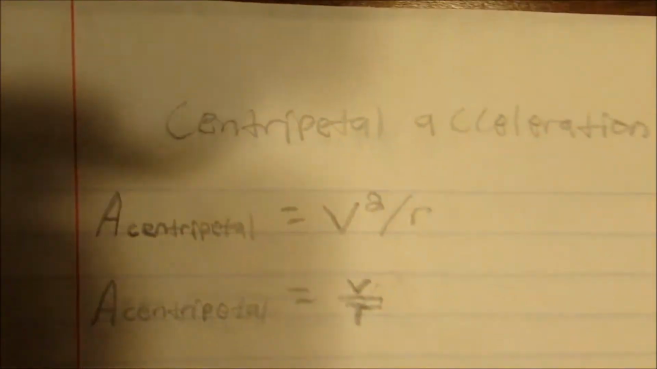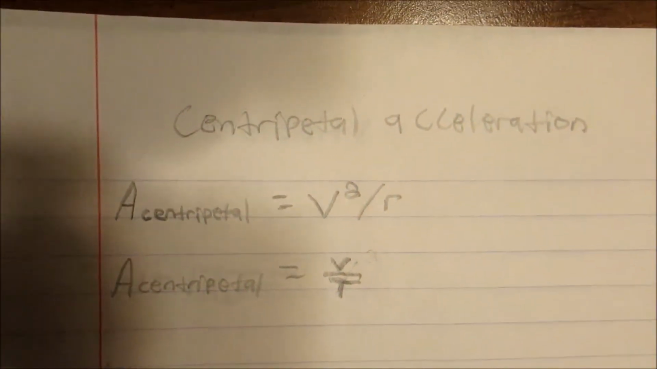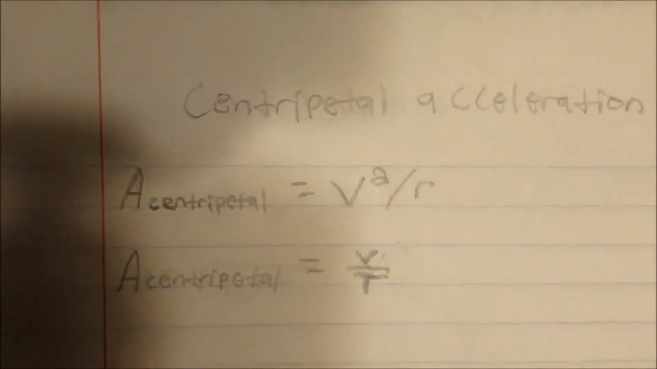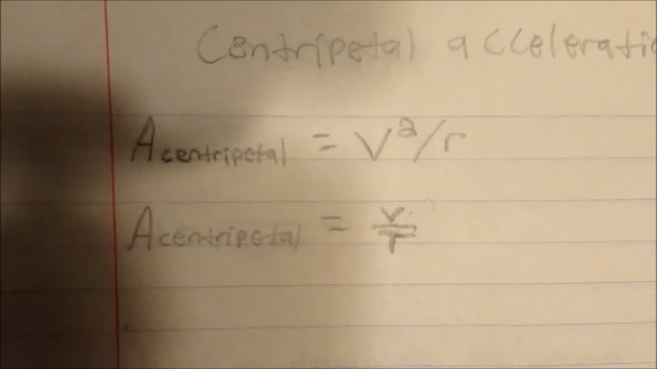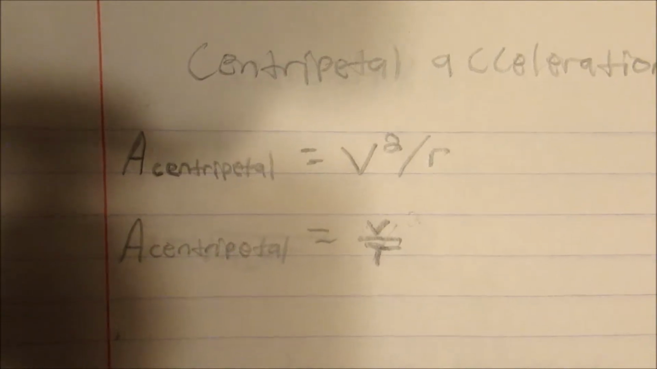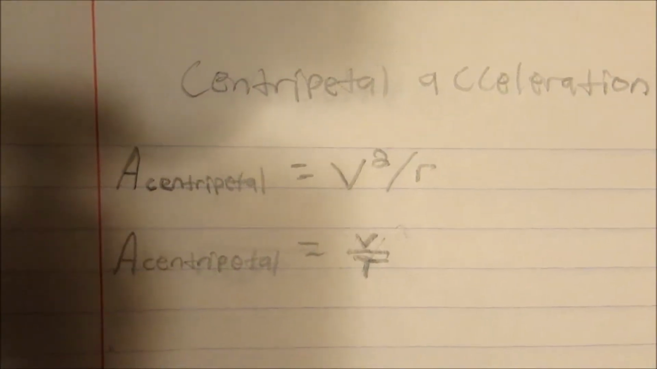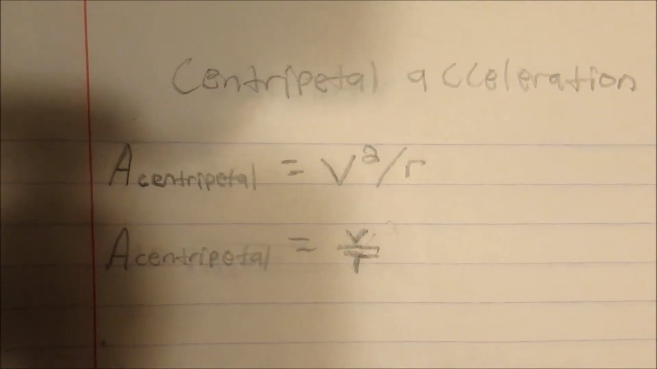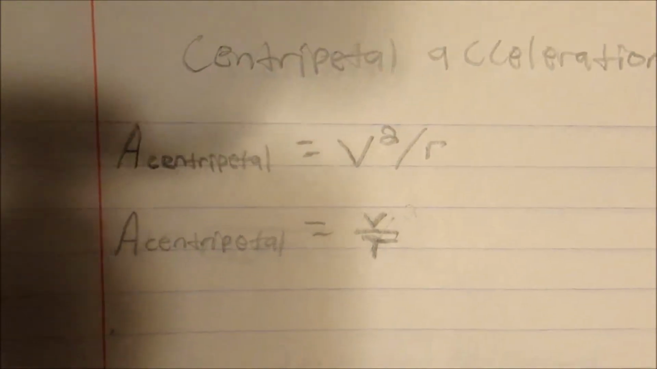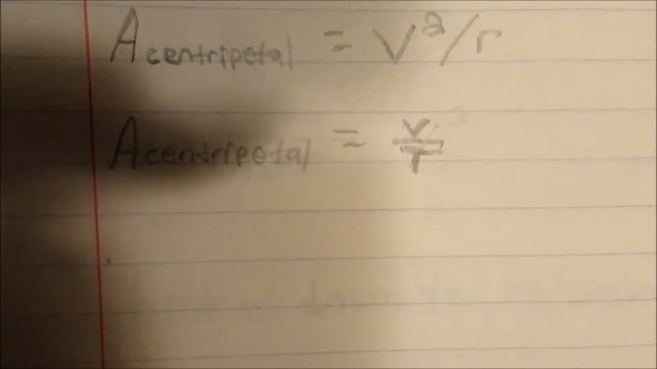When I did the centripetal force, I also wrote down a lot of other ones too. Here's centripetal acceleration, and here's how to get it, the formulas for it. It would be velocity squared divided by radius, or velocity divided by time. Sounds easy, huh?